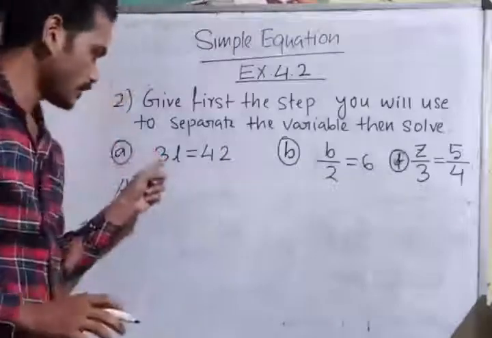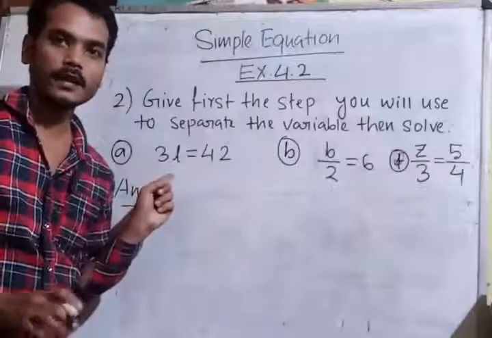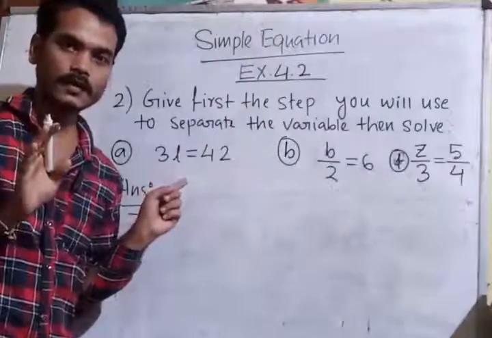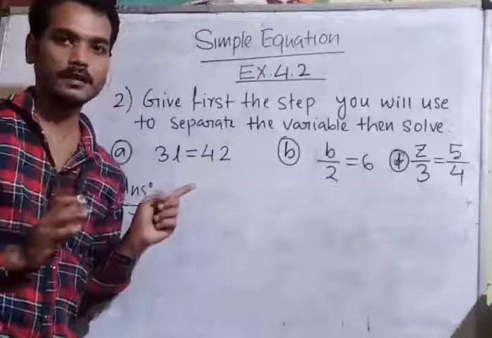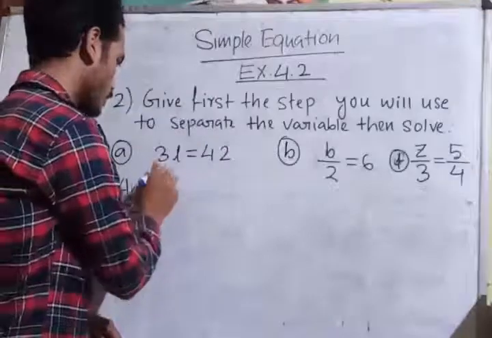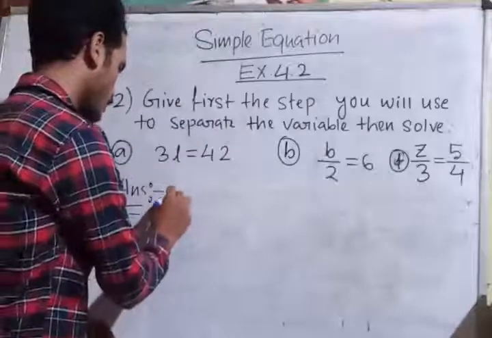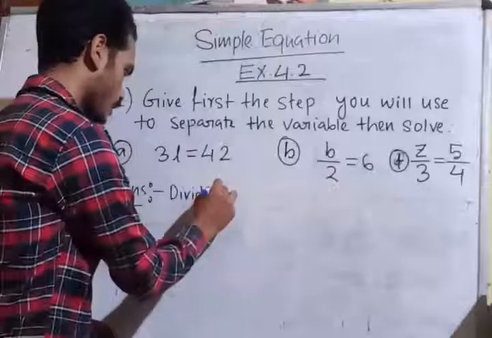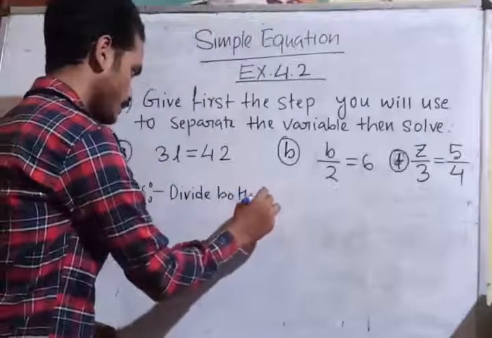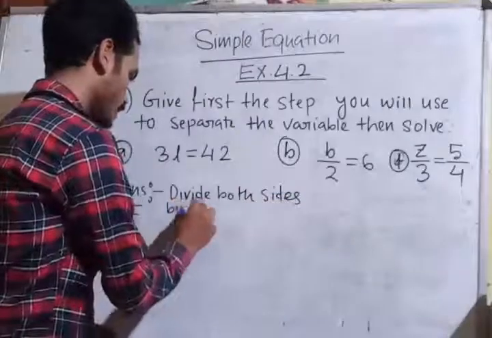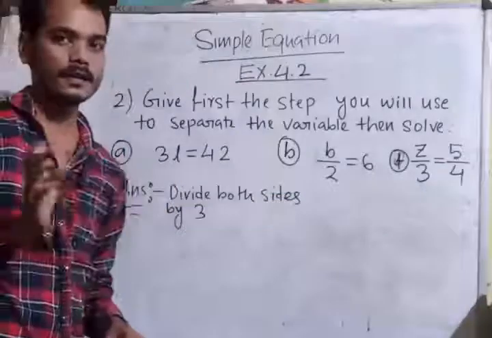So as you can see, this is multiplication. 3 into l is your 3l. This is in multiplication form. Means in both the side, what you have to do? You have to do division. So this is 3l. First of all, you have to write the steps also. As it is multiplication, so you have to divide both sides. Divide both sides by 3. You have to divide both the sides by 3.